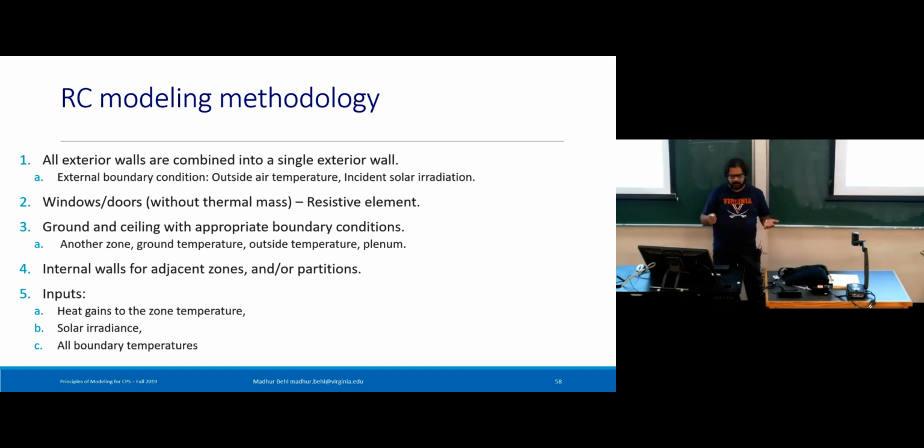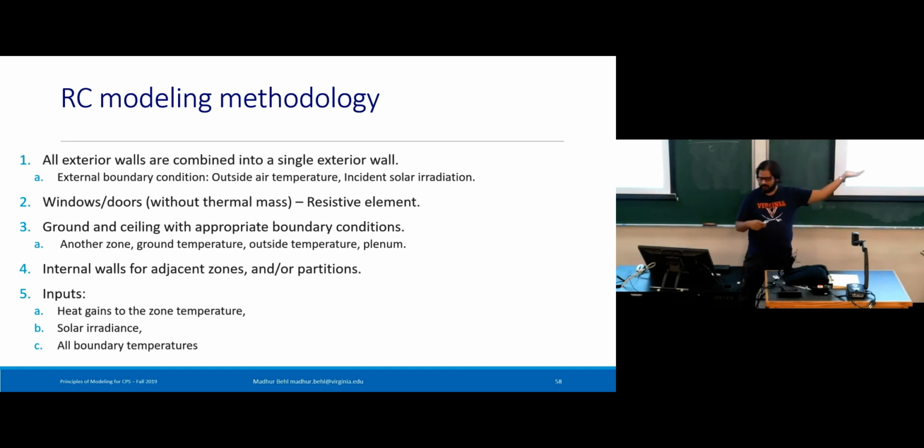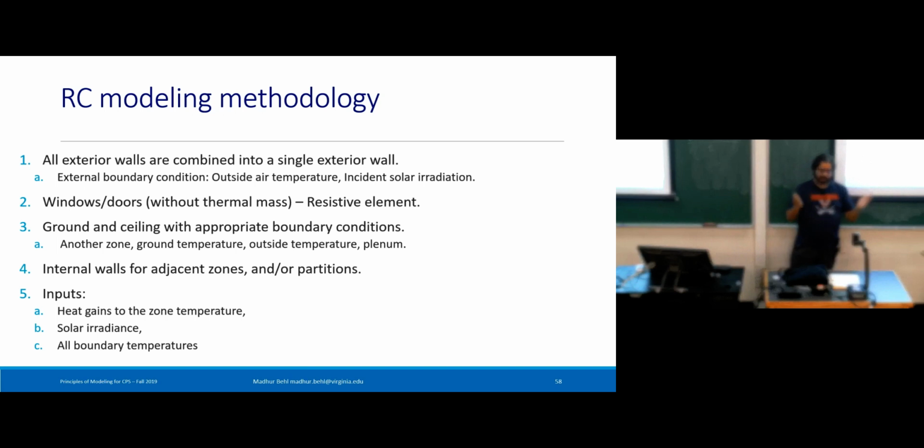Windows and doors don't have thermal mass, so they can be just resistive elements. That's the second point. Ceilings and grounds are the same as any other wall, except that the appropriate boundary condition is applied. The same goes for internal walls or anything which is between two zones. It can be the same 3R2C, but the boundary condition is the other zone temperature. And then finally, the common inputs to this model are heat gains, both from outside and from inside, convective and radiative, and all boundary temperatures. These are the characteristics of an RC model.